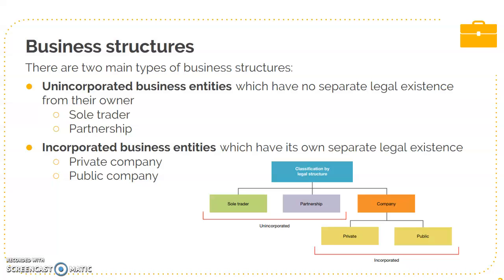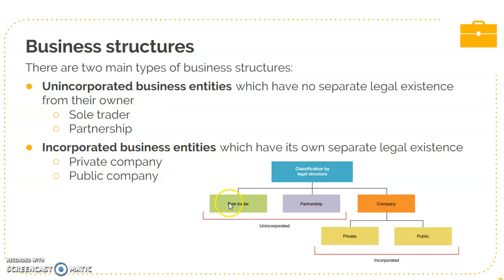Now, there are mainly two types of business structures, which are the incorporated business structures and unincorporated business structures. Unincorporated business structure includes a sole trader and partnership. And the incorporated business structure is the company, which is further divided into private limited company and public company. So the difference between these two is that unincorporated business entities have no separate legal existence from their owner.